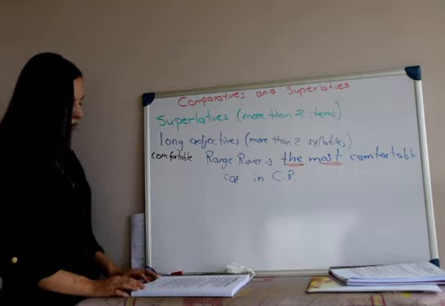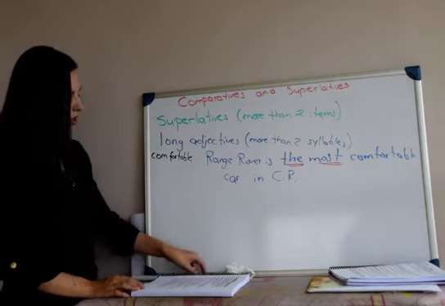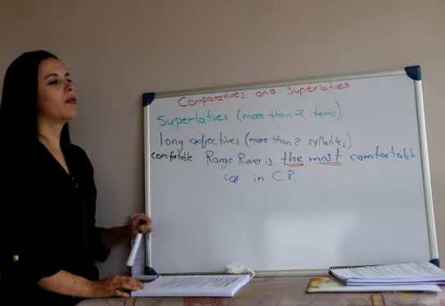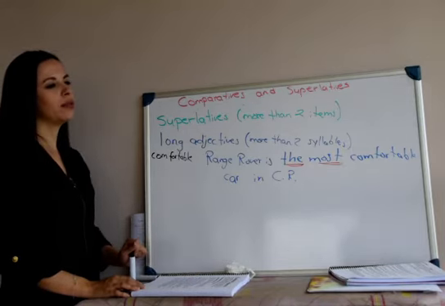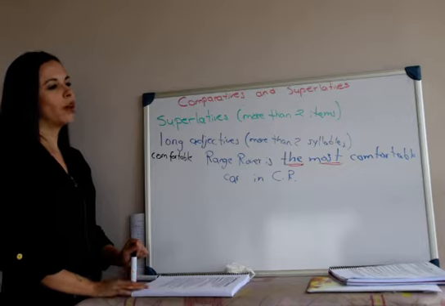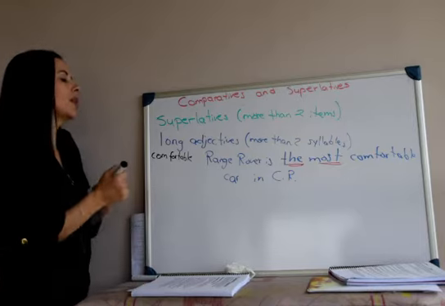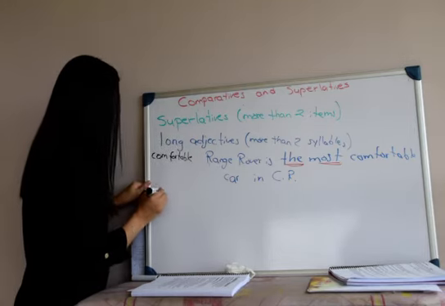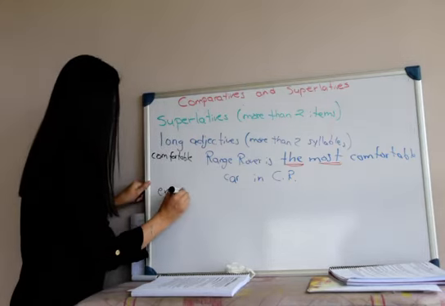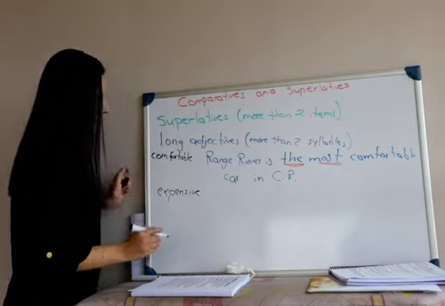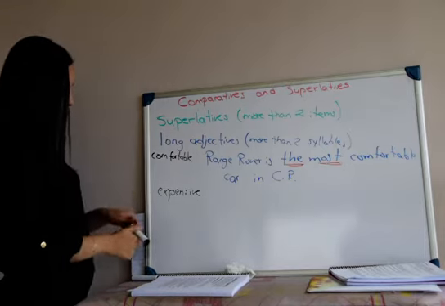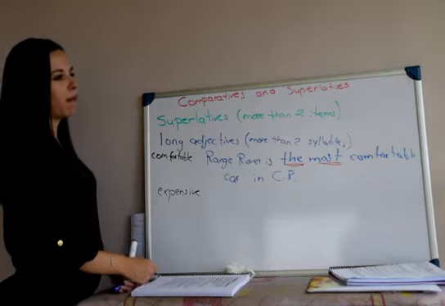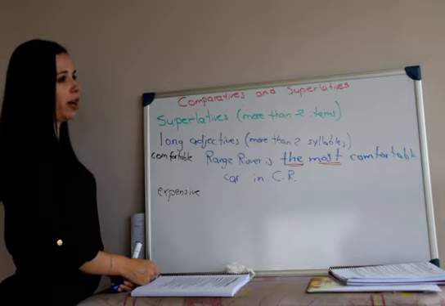I can't think about another long adjective: comfortable, expensive, beautiful. I don't have more long adjectives. Okay, so let's use again expensive. I don't know, I run out of ideas. Expensive. And let's say which is the most expensive car in Costa Rica.